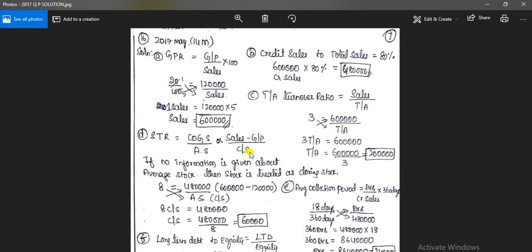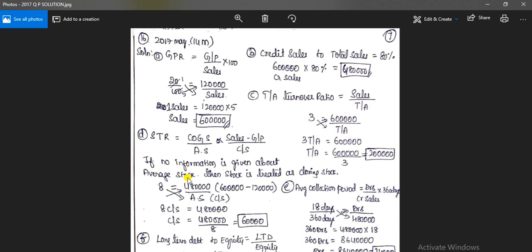If at least one of them, either opening or closing stock, were given in the problem, we could find the other. But neither is given in the problem. So whatever we find is itself the average stock or the closing stock. Instead of taking average stock, we can take closing stock, because closing stock will be helpful for us to include in the balance sheet. So sales minus GP divided by closing stock. I have specified a note that if no information is given about average stock, then the stock is treated as closing stock.